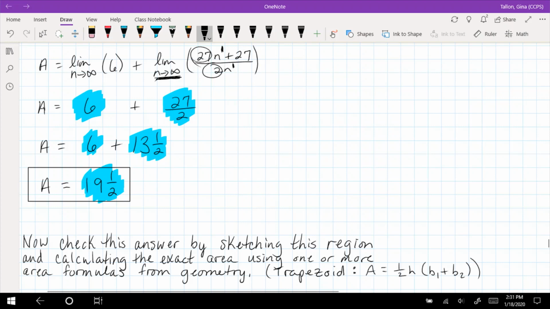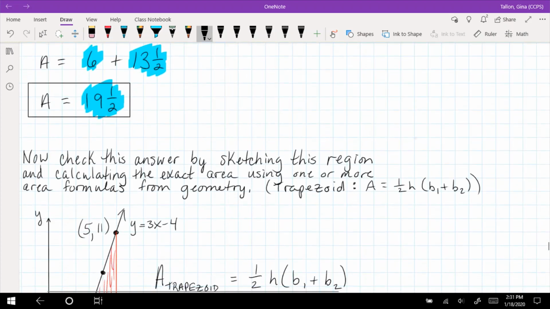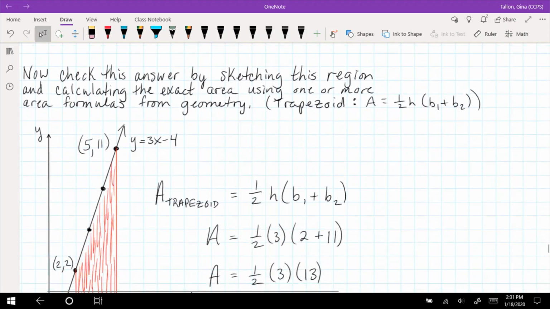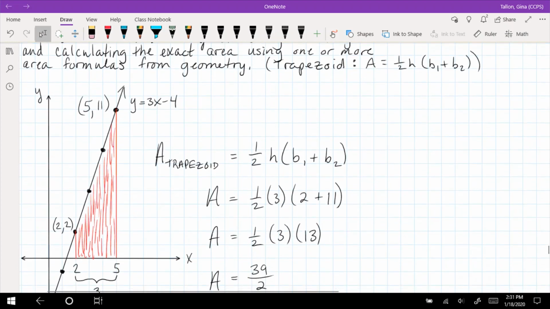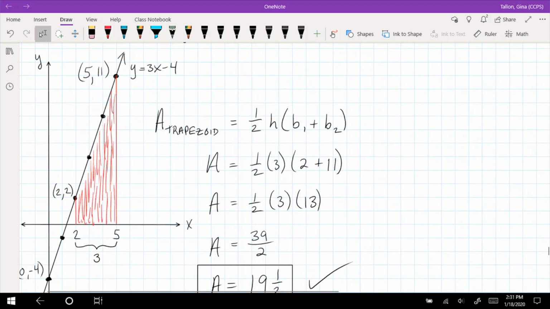First off, let's graph this thing. We want y equals 3x minus 4 graphed between x equals 2 and x equals 5. So there it is. Notice I have 2 plugged into my formula, 3x minus 4, and I have 5 plugged into my formula, 3x minus 4. I can tell I'm going from y equals 2 to y equals 11, so I'm definitely increasing. And this is my function.